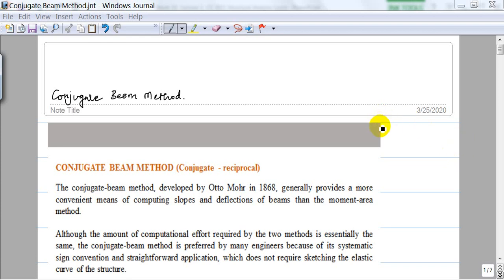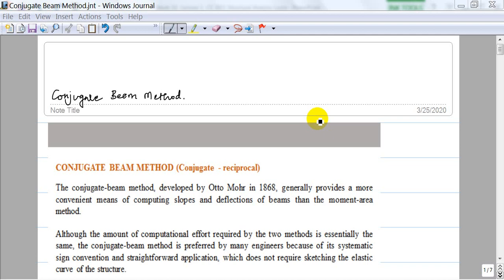I'm going to cover the conjugate beam method, and from this point onwards, I'll be doing another section on statically indeterminate beams and how to analyze statically indeterminate beams. So, conjugate beam method is basically for statically indeterminate beams, or we can use it for statically indeterminate beams as well, that we will briefly discuss at the end of the lectures on statically indeterminate beams.